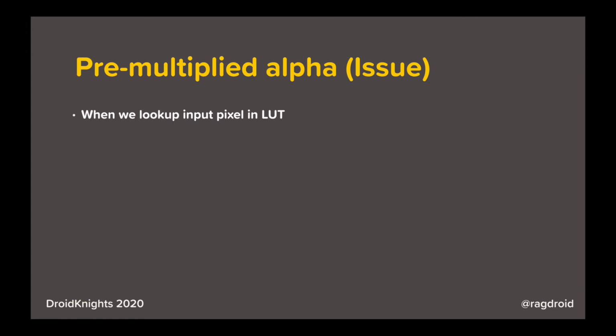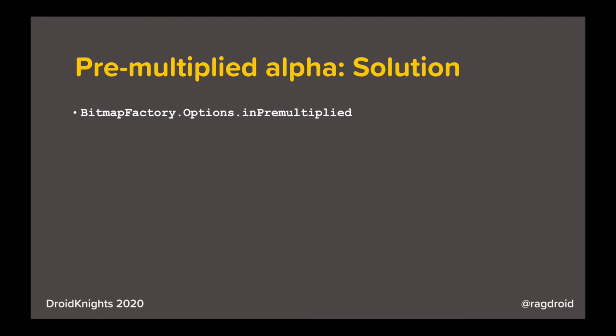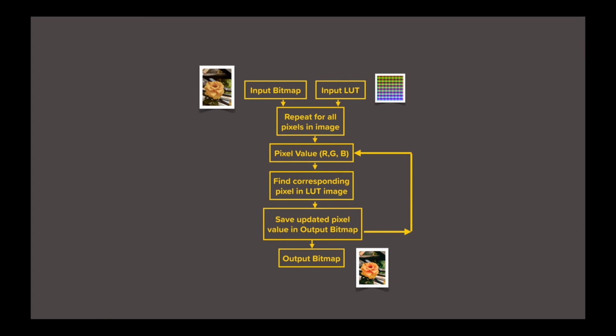The issue is, when we look up an input pixel in the LUT, we should be looking up the RGB value, and instead we're looking up a value which is RGB multiplied by alpha. So we get the wrong lookup value. One solution is that we can tell Android to not pre-multiply at all. But that is also not good. It is doing it for a purpose, and we also want to make use of those optimization techniques. So instead we just handle it ourselves, and it is not a big deal.